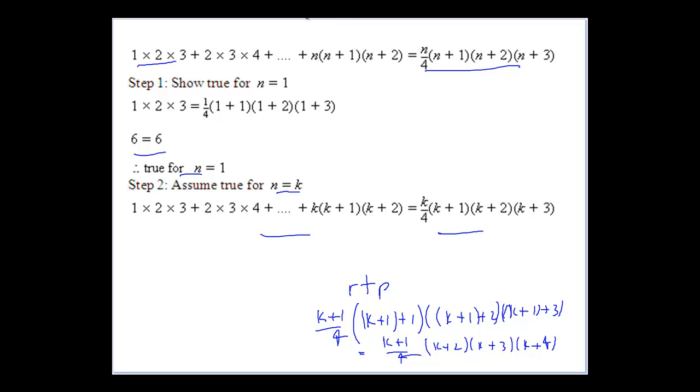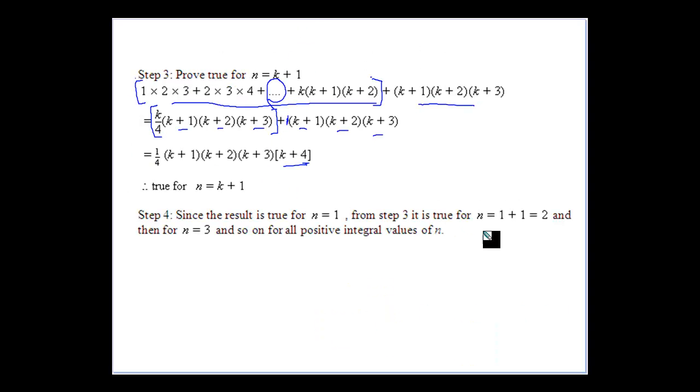So when we're looking to prove statements, we keep in mind what we require to prove. Then we write our statement, our step 4 as usual. Because it was true for 1, it must be true for 2, and it must be true for 3, and then so on for all positive values.